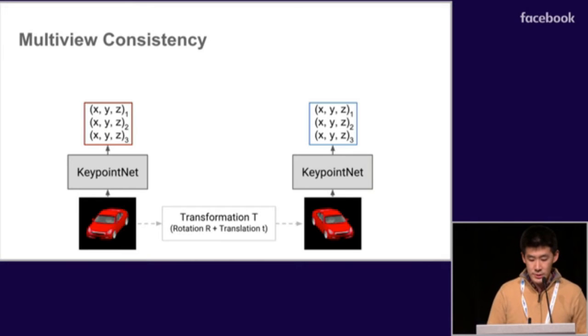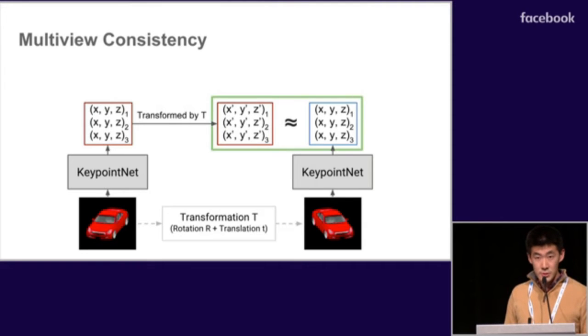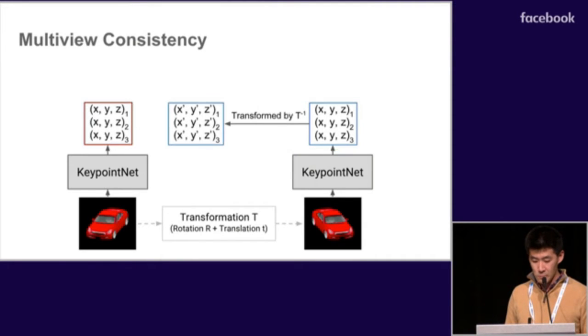Another important loss is called multiview consistency loss, which enforces the transformed key points from one view to be close to those from the other view, and vice versa using the inverse transform.